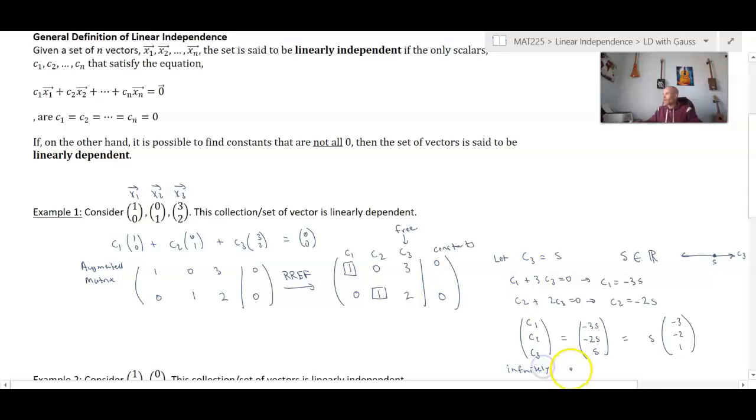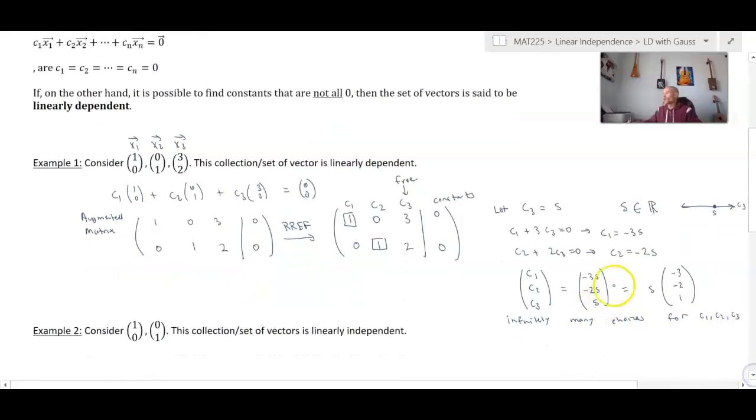Infinitely many choices for C1, C2, and C3. How do we generate those choices? Well, we have to specify a value of S. So for example, if S is equal to 1, then we could have our vector, our solution, be negative 3, negative 2, and positive 1.